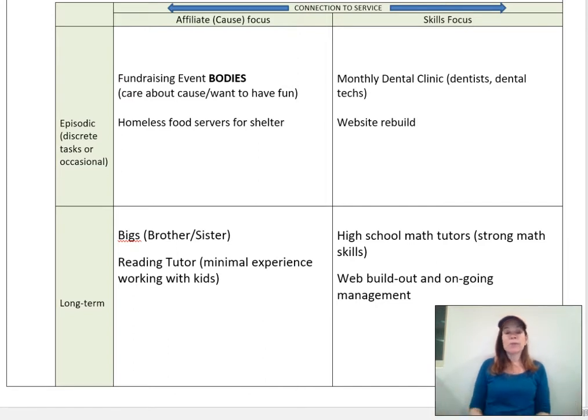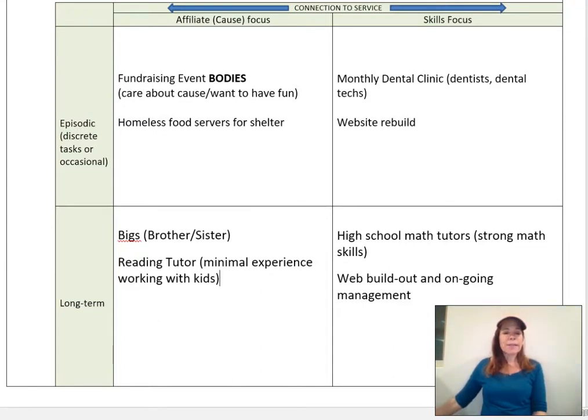Bigs for Big Brothers and Big Sisters is a perfect example. You need people who are willing to hang in there with that relationship with that kid, and that is the expectation that you have of them and that they have of the job. They can't just do it for 6 months. They've got to know that this could be years actually.